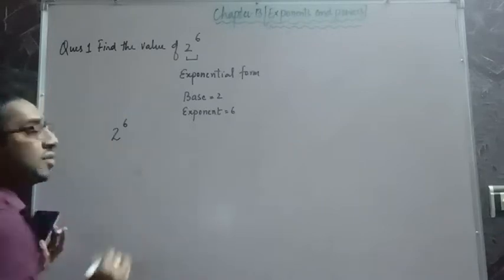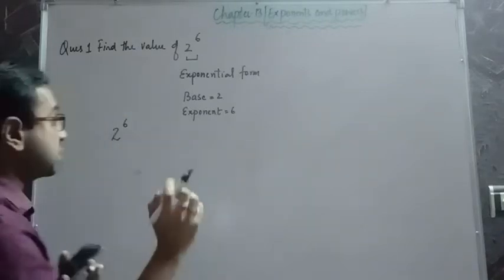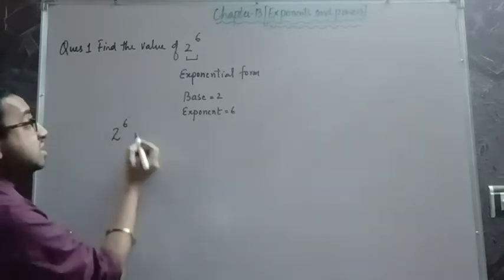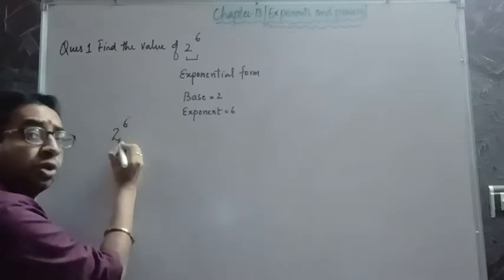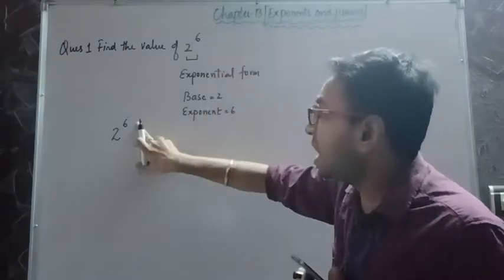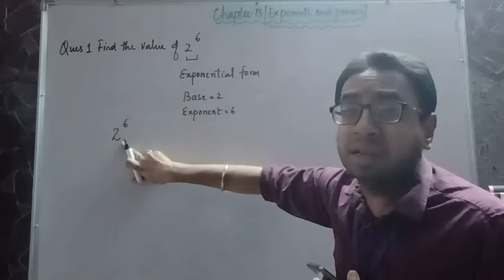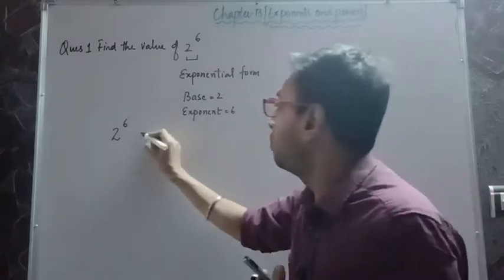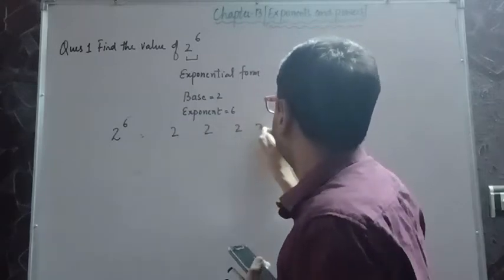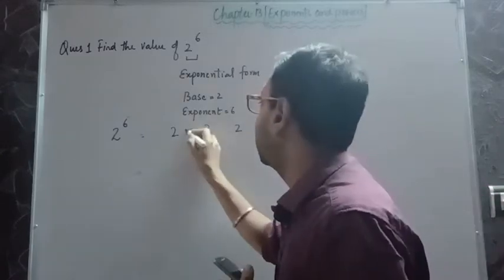Understand. 2 raised to power 6 means, please listen to my wordings very carefully, it's very, very important. 2 raised to power 6 means this 6 as an exponent is asking the base 2 to represent itself 6 times. Representing itself 6 times means 2, 2, 2, 2, 2, 2, 6 times. And here representing means multiplying with itself.